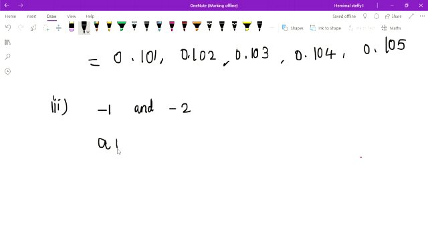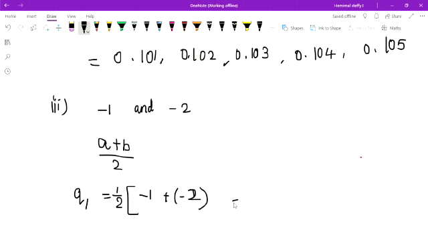(a plus b) by 2. Here a is equal to -1, b is equal to -2. So first I am going to find Q1. Q1 is equal to 1 by 2, take 1 by 2 times (-1 plus -2). It gives -3, so -3 by 2.